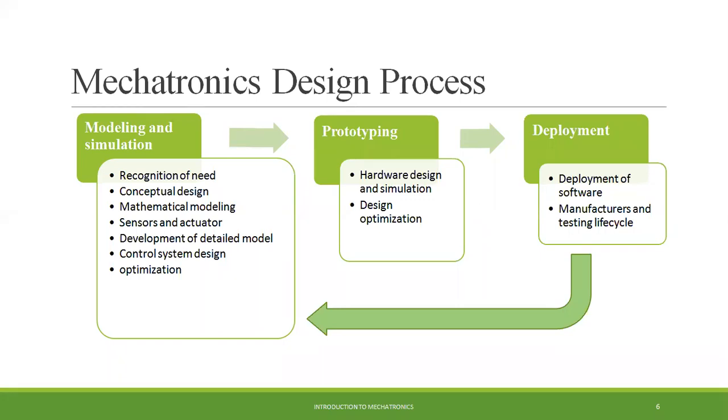So in that simulation process, what are the different technical points that will be involved? We'll be seeing in detail. Recognition of need. Recognition of need, in the sense, is whether the survey has been done and that particular product which needs to be manufactured does not exist in the present environment. That is the first point.